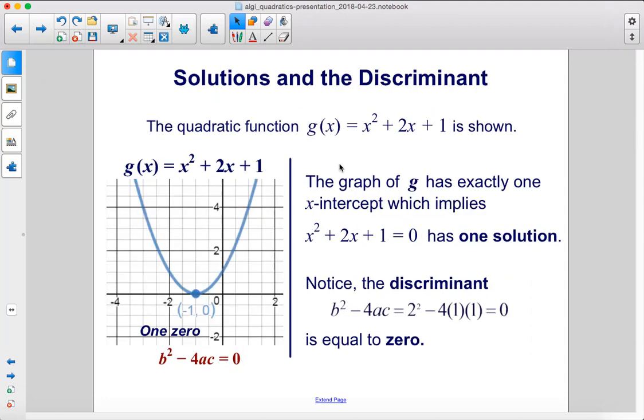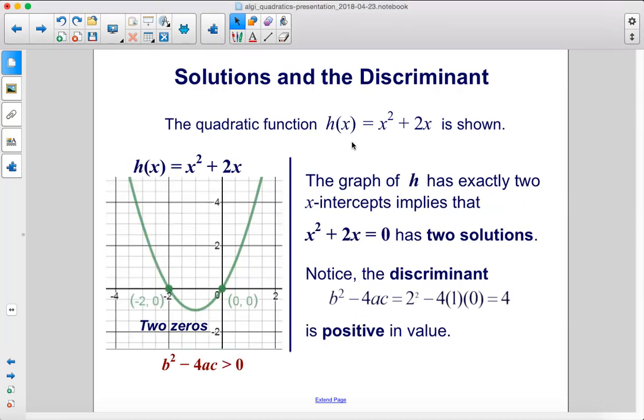The quadratic function g of x equals x squared plus 2x plus 1 is shown. Here we see that there's exactly 1 zero. And if we plug these values into the discriminant equation, we see that it equals 0. So here's an example where we have one solution and the discriminant equals 0.